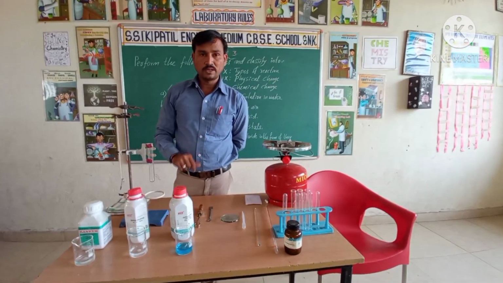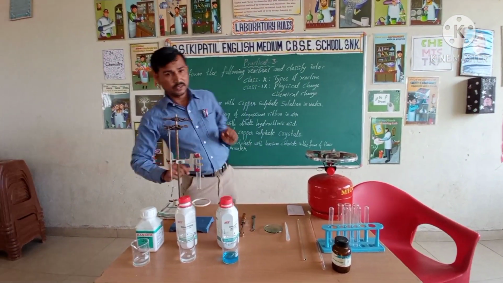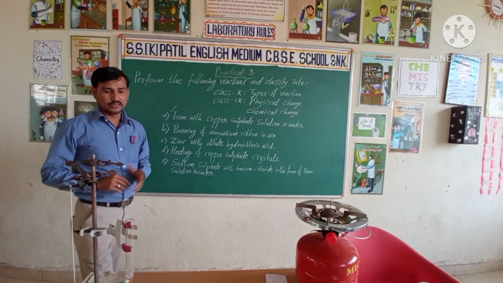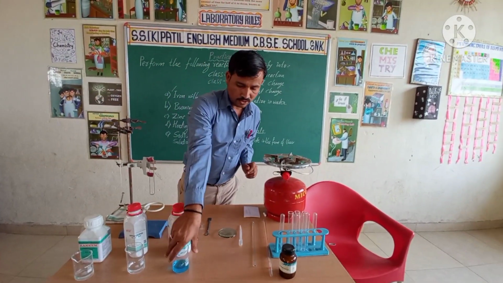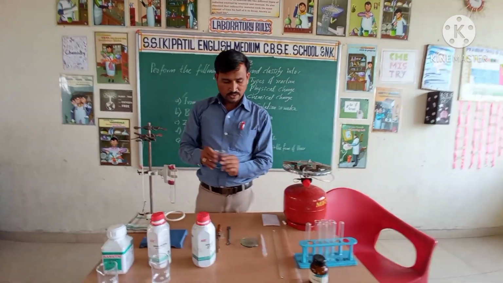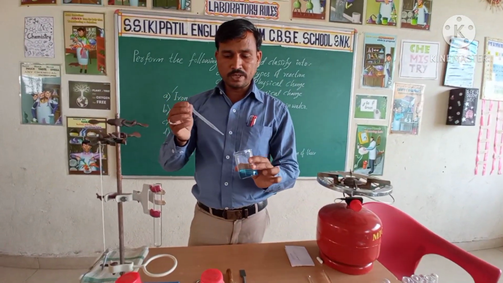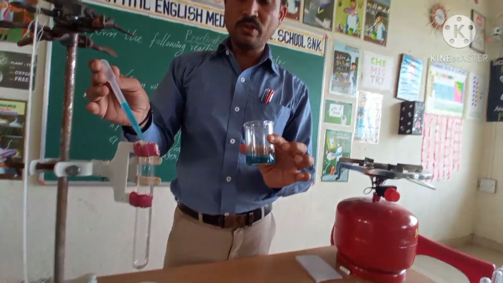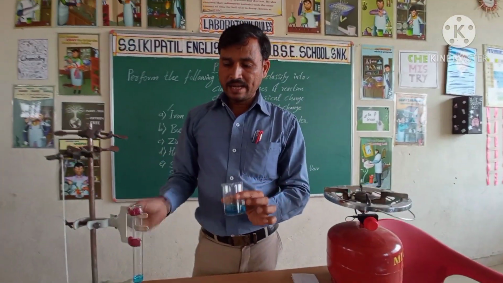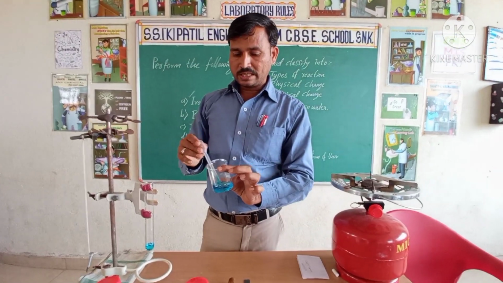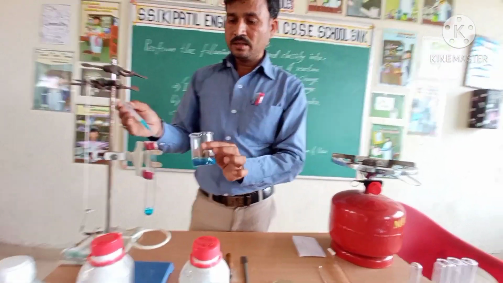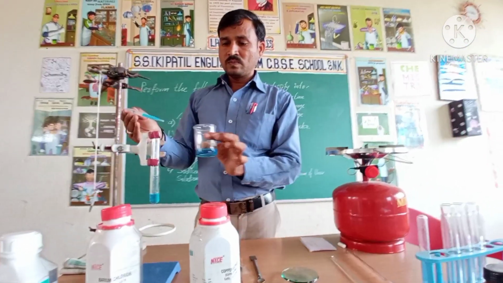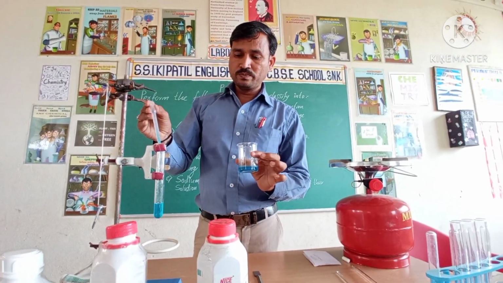Yes. Now, first one, we check iron with copper sulphate solution. In front of you, here is the copper sulphate solution. We'll add, with the help of a dropper, a few drops of copper sulphate solution in this test tube. Already I took a test tube fitted in this stand with the help of a stand and clamp. Can you see this solution in the test tube?